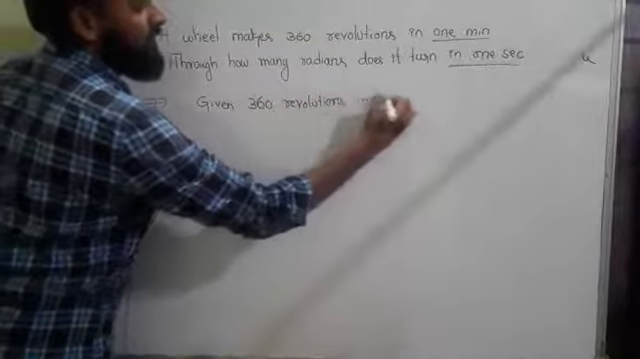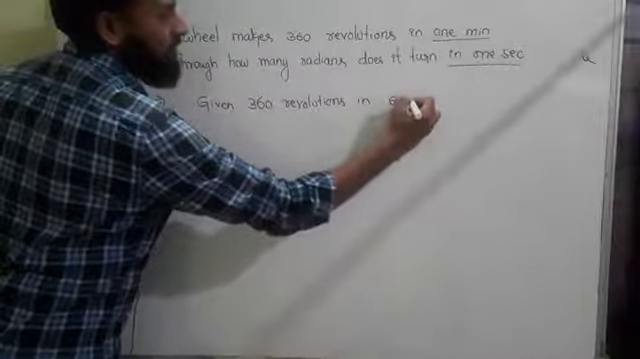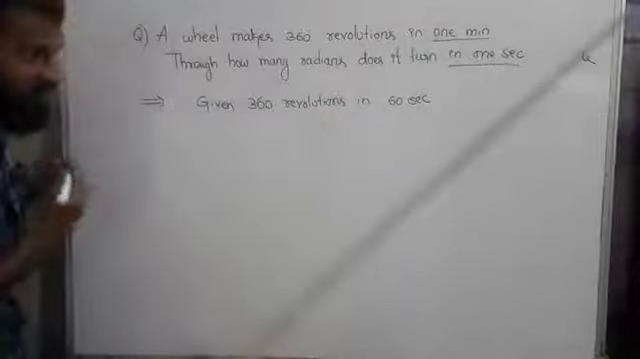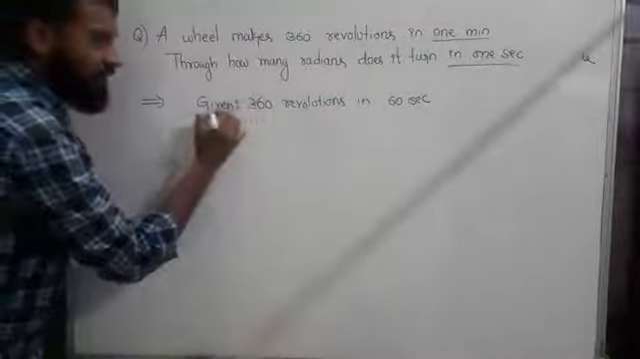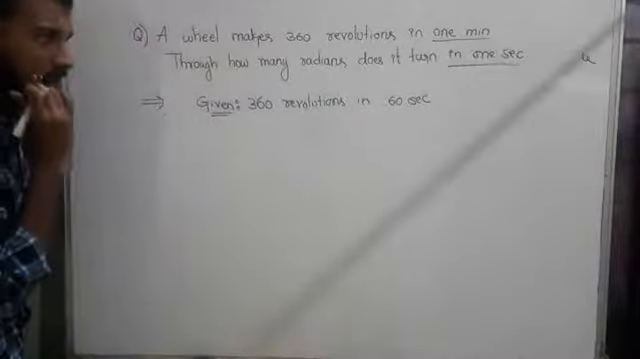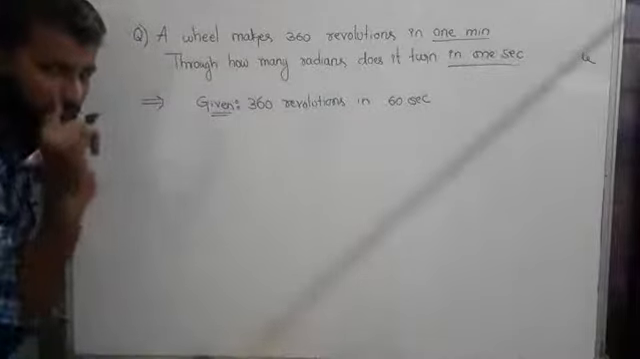They are given 360 revolutions in 60 seconds. Sorry, 60 seconds I will say. Why? Because 1 minute is nothing but 60 seconds, isn't it? They have given 360 revolutions in 60 seconds. Then how many revolutions in 1 second?